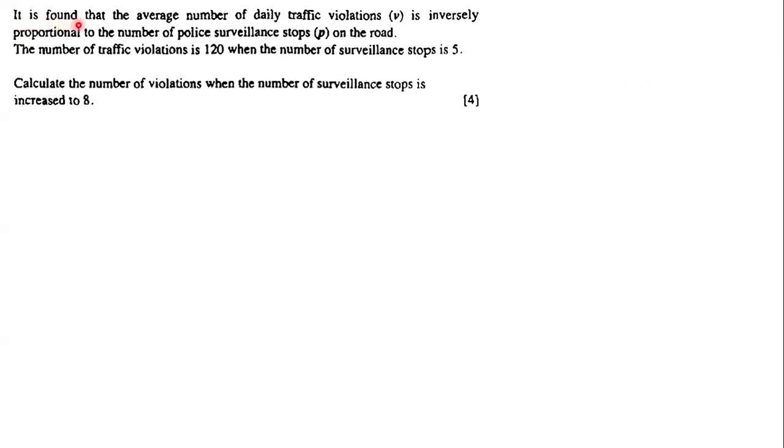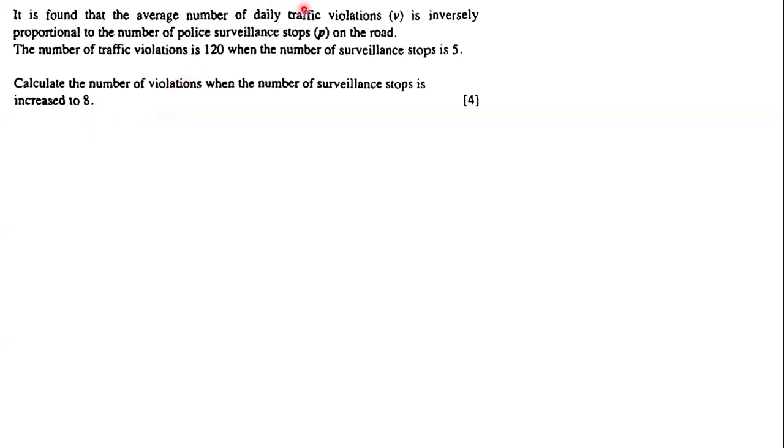It is found that the average number of daily traffic violations, V, is inversely proportional to the number of police surveillance stops, P, on the road. The number of traffic violations is 120 when the number of surveillance stops is 5. Calculate the number of violations when the number of surveillance stops is increased to 8.